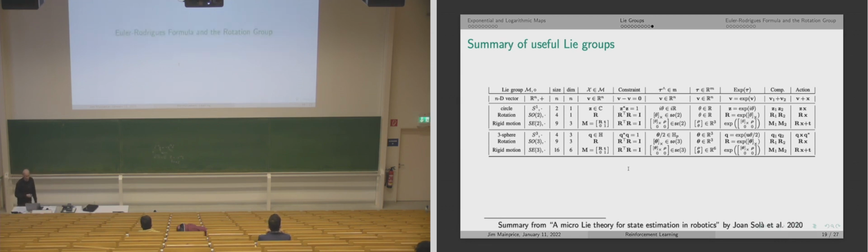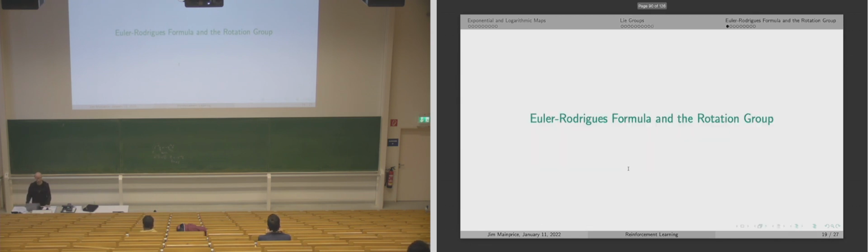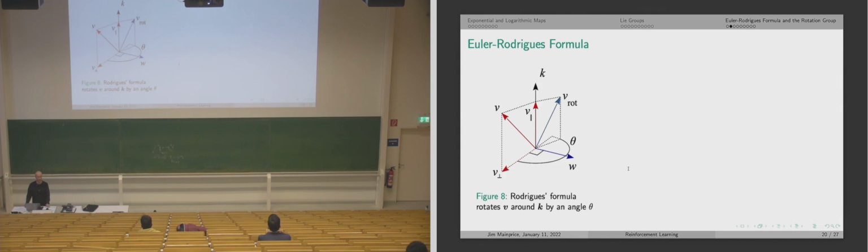Okay, so I wanted to talk about the Euler-Rodrigues formula and the rotation group in more detail. So what is the Euler-Rodrigues formula? Did any of you hear about this before? No. So the Euler-Rodrigues formula is a thing that rotates a vector v around an axis k by an angle theta. So the axis of rotation is k. The vector that's being rotated is v. And the result is v rotated.